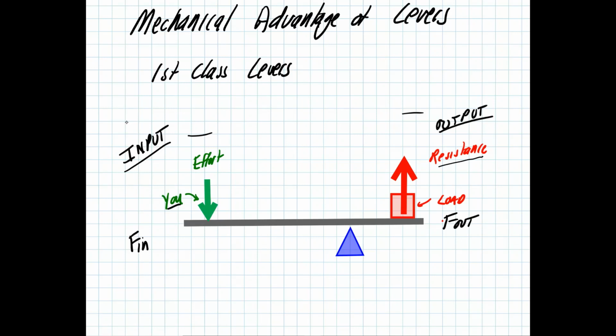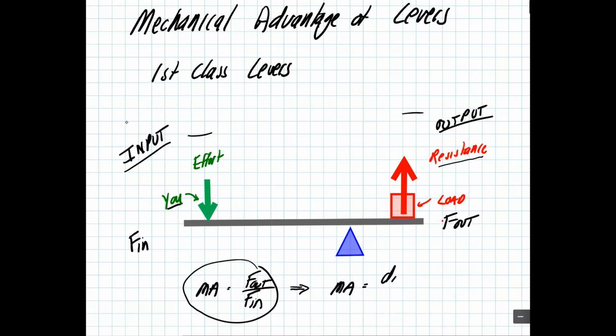Okay, so how do you get mechanical advantage? Mechanical advantage is the ratio of the force that comes out divided by the force that comes in. But I don't know those, and in fact, I want to predict those. So what I need to do is use the technique of taking the ratio of D in over D out. So how do I get D in and how do I get D out?